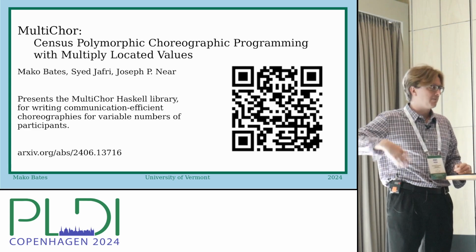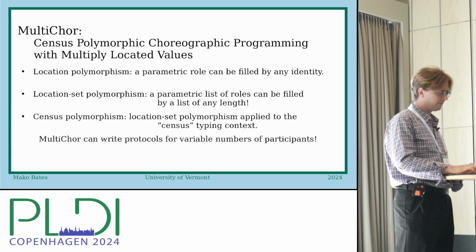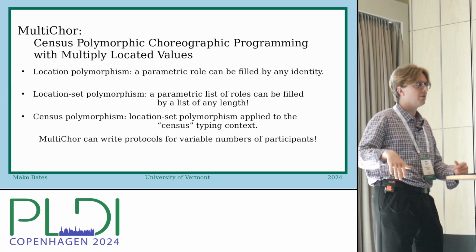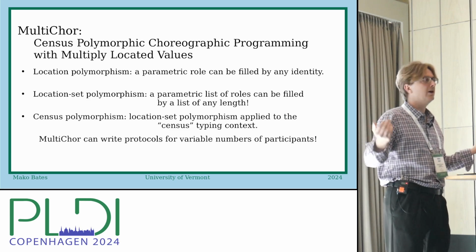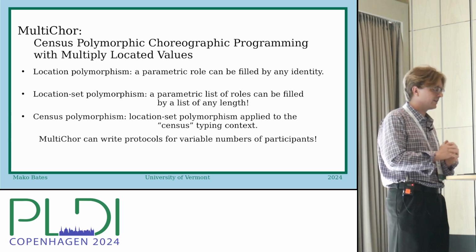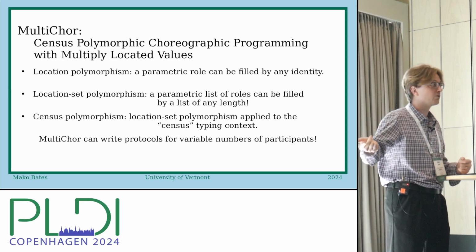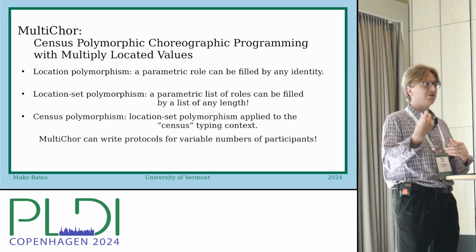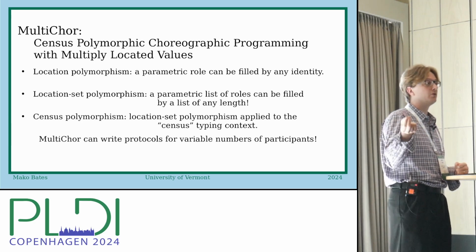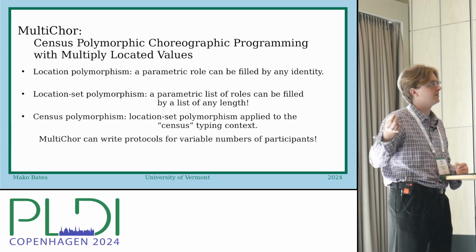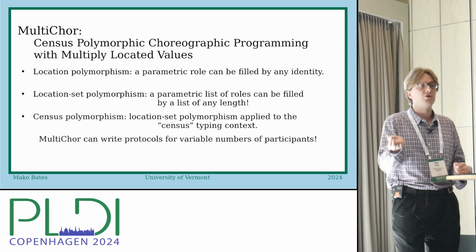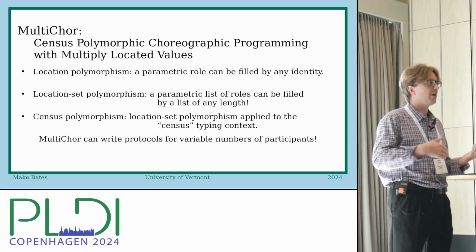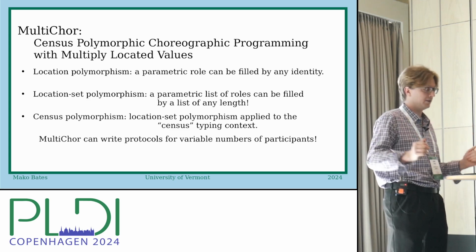And then we took it a step further so we could do census polymorphism. Several languages so far have done location polymorphism, where you have a role that can be fulfilled by different identities in different contexts. If you extend that to sets, where the whole set, including its cardinality, is polymorphic, then the most interesting application is applying it to the census, the annotation or the context on a choreography of who's actually present to participate. This lets multicore express choreographies that are polymorphic on the number of participants.